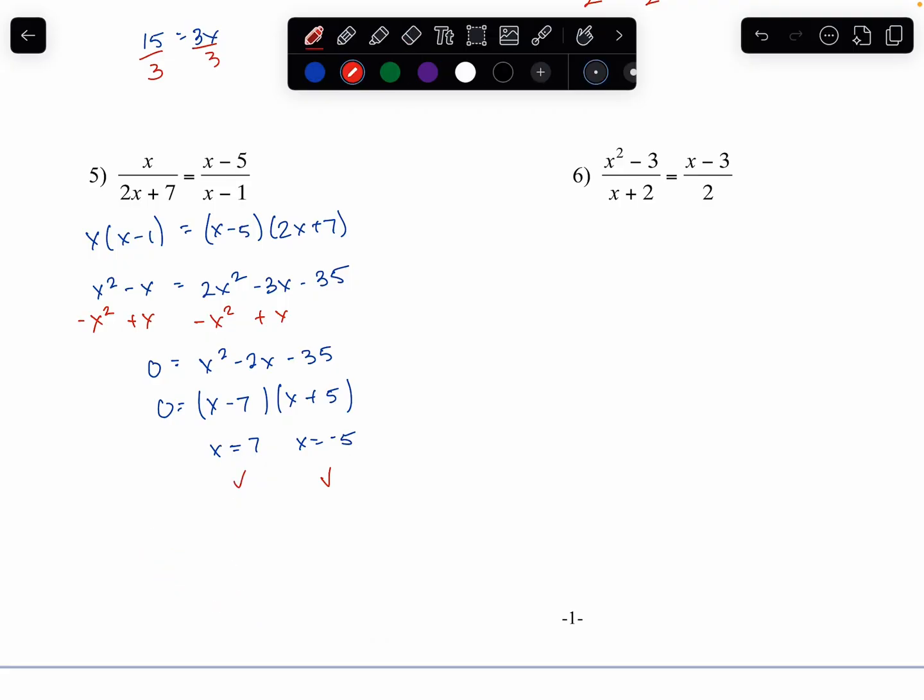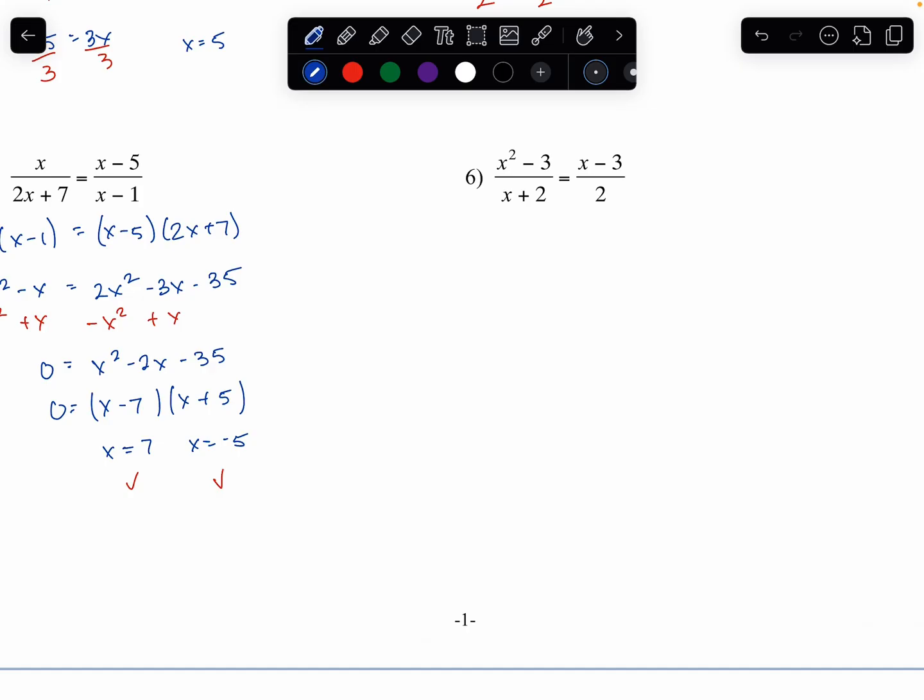Let's see if negative 5 does. Negative 5 over negative 10 plus 7, so negative 3, so 5/3. If I plug in negative 5 right here, I'm going to get negative 10. And if I plug in negative 5 here, I'm going to get over negative 6, which is also equal to positive 5/3. So both solutions check out.